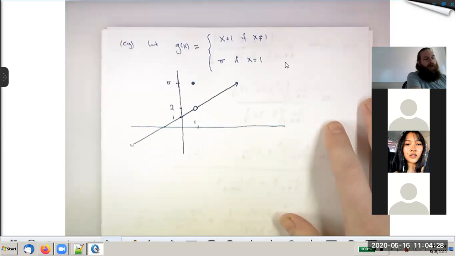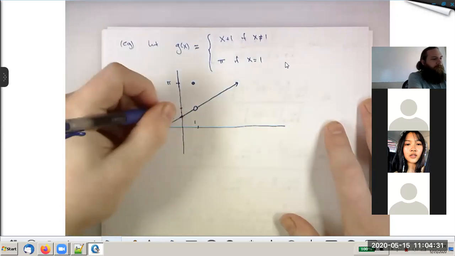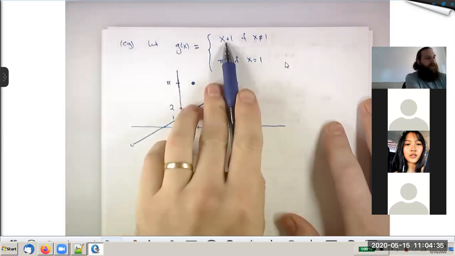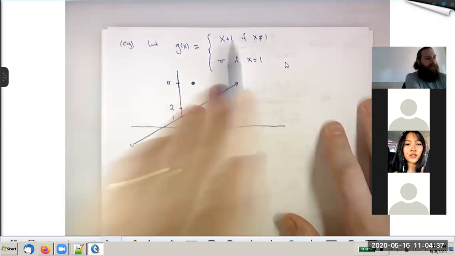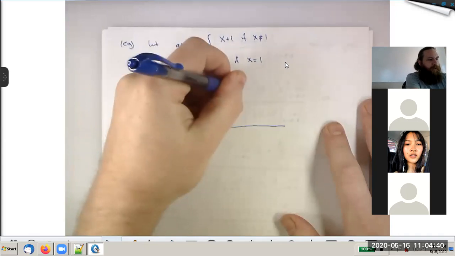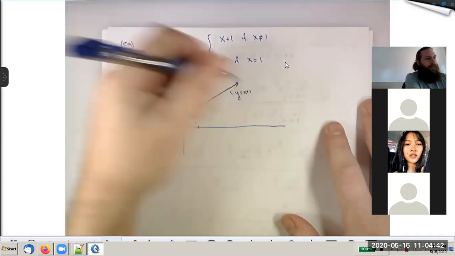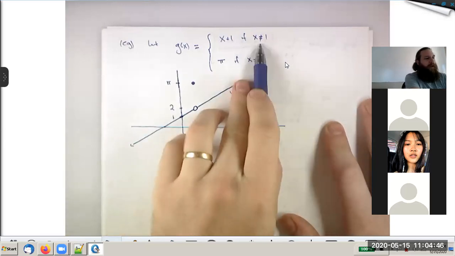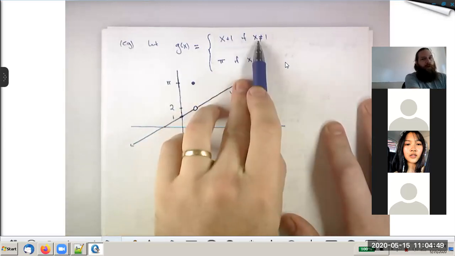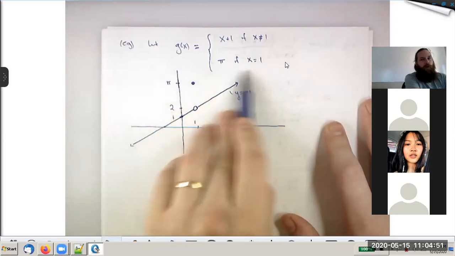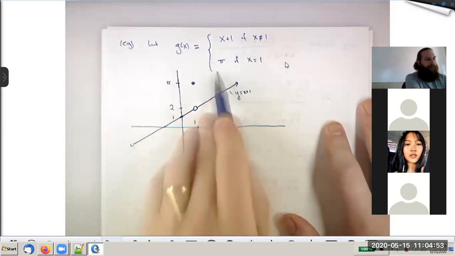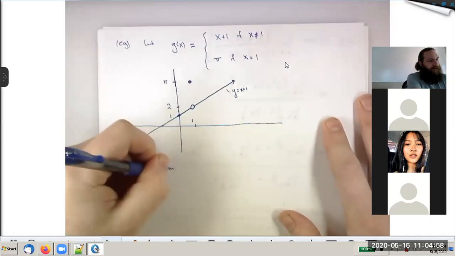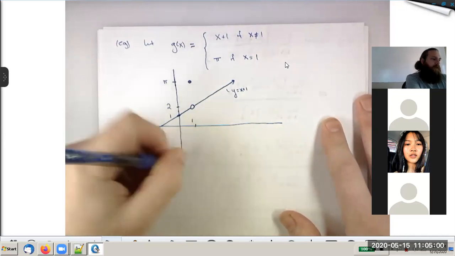Okay, so my y-intercept here is 0, 1. This point would be at 1, 2, except there's a hole there because this function only behaves like x plus 1. So this is the line y equals x plus 1, except here where there's a hole, because it only behaves like x plus 1 if x is not equal to 1. When x is equal to 1, it takes the value pi. So here, what is the limit as x approaches 1 of g of x?